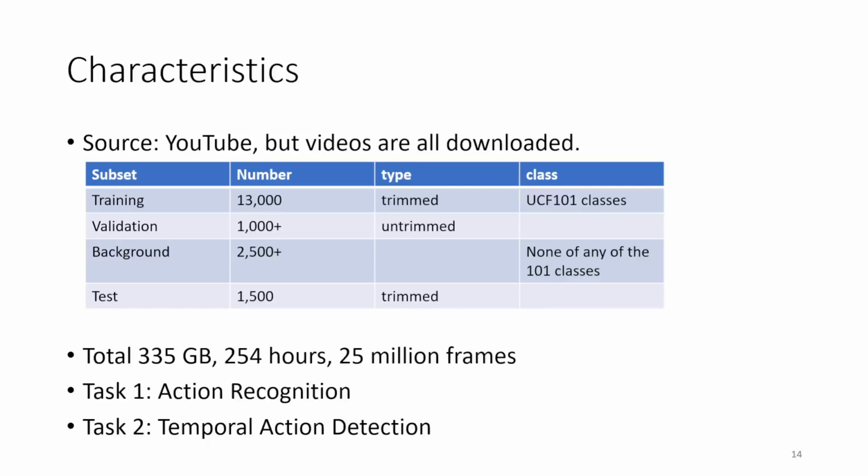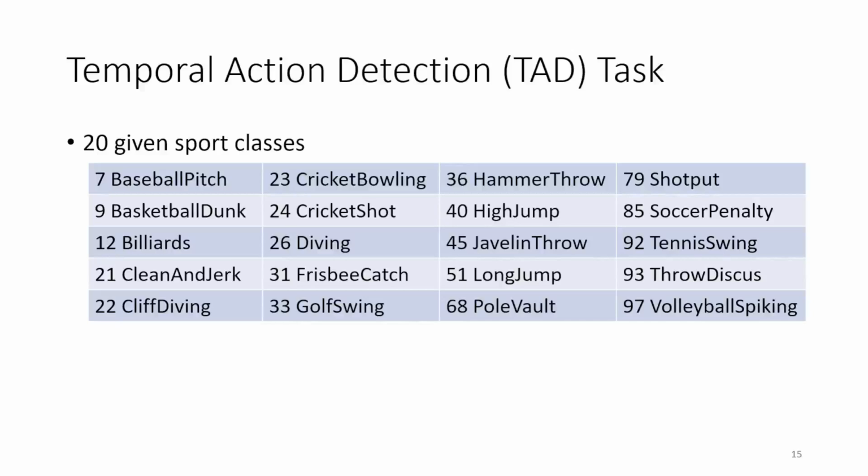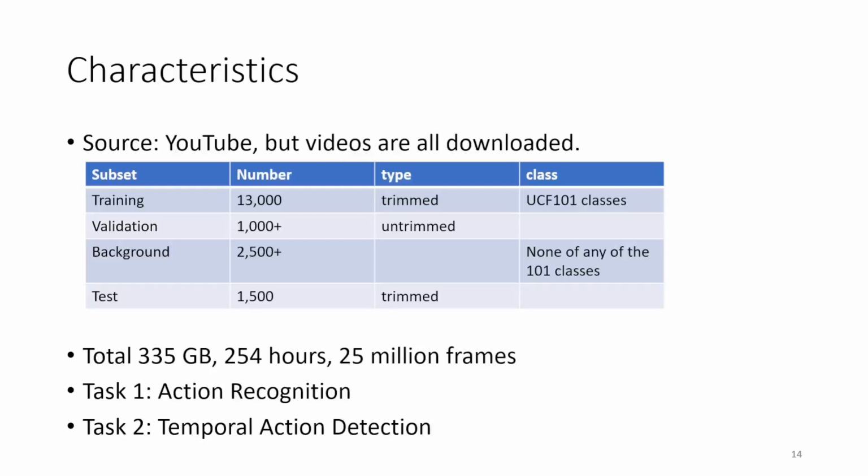There are two tasks. One is action recognition, just to classify them. And the second is the temporal action detection. For the temporal action detection, there are only 20 classes. So these are the 20 classes of the temporal action detection. And you can see all of them are sports. That's right, because the training set here is UCF 101.